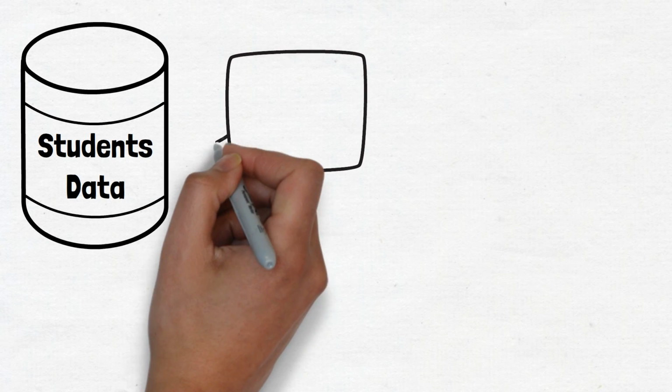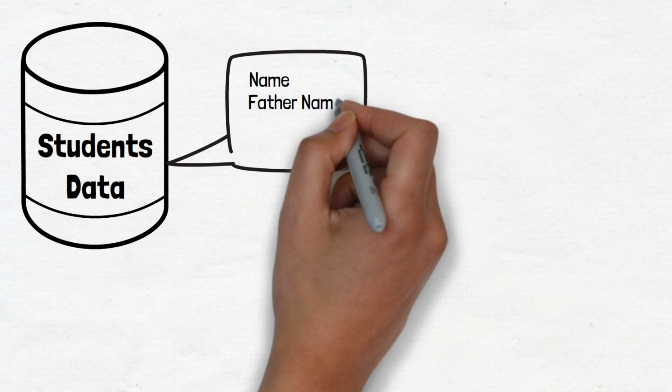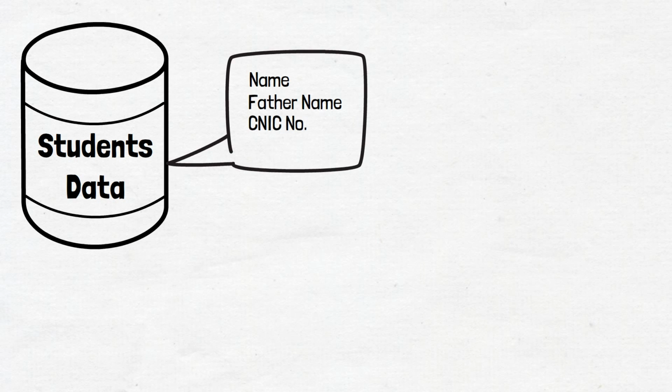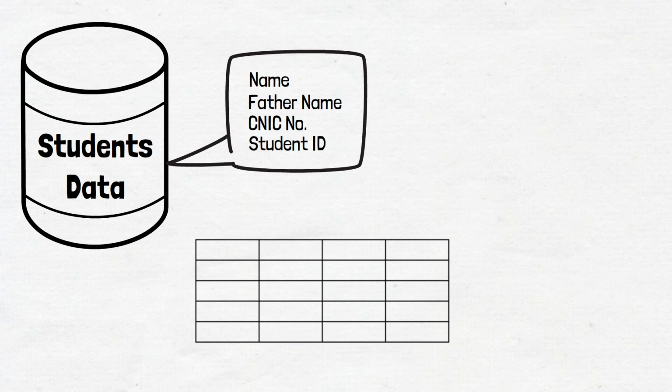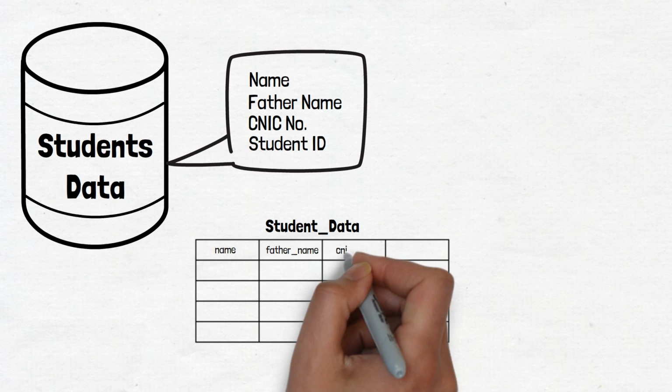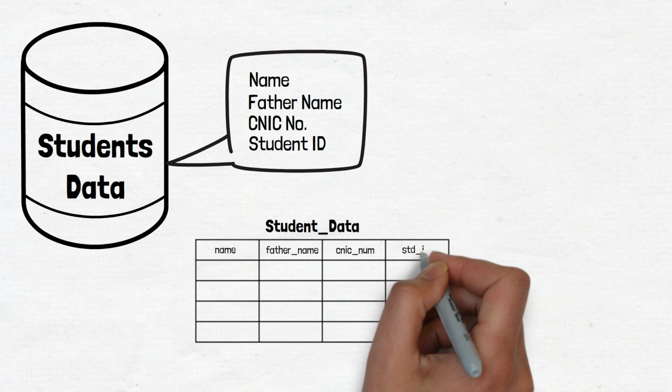Now, for example, we need to store some data of the students, such as their name, father name, CNIC number, and student ID. So, first we shall need to create a table, student data, and define appropriate columns to save the required information or data. Based on the data we need to save, let's create a table named as students_data, and have a column for name, then one for father name, one for CNIC, and one for student ID.